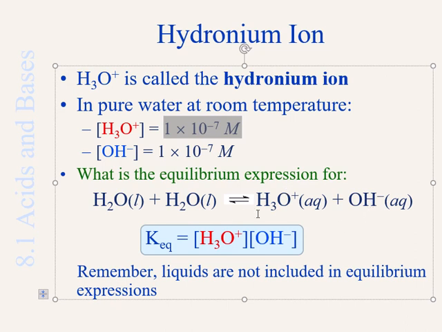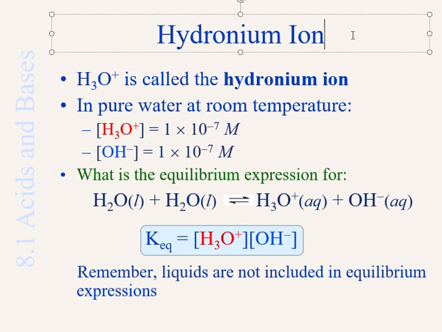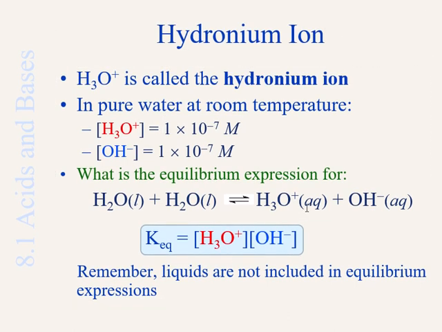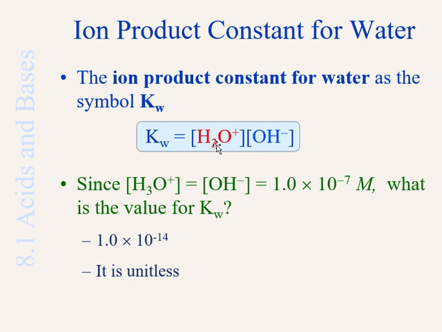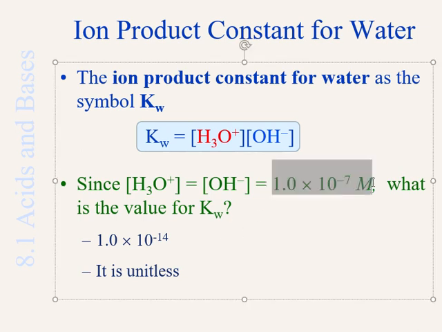As we learned about writing equilibrium expressions, we can write the equilibrium expression for this, where we have H3O plus concentration times OH minus concentration in square brackets. We do not include liquid water because it's a liquid. Remember, in equilibrium expressions we only write down the concentrations of dissolved species like we see here. So what is the value of the concentration of each? It's 1.0 times 10 to the negative 7 molar, and that's something that you should memorize. It's just a fact of life.